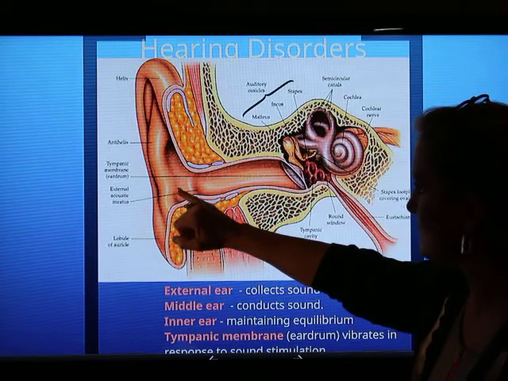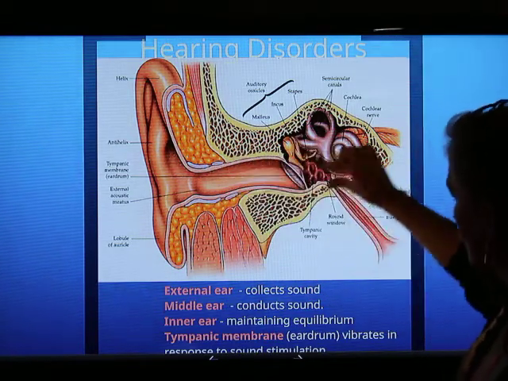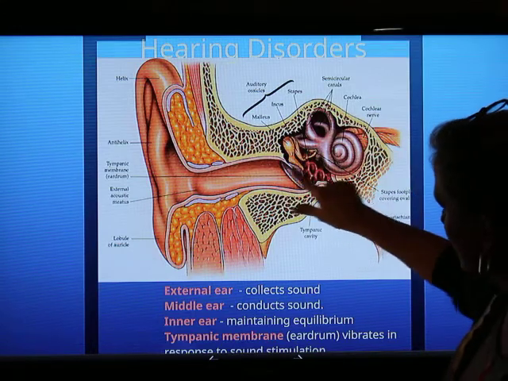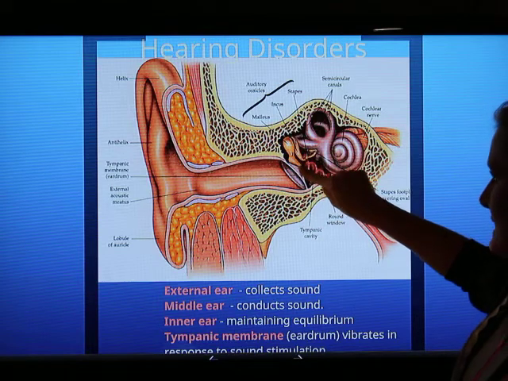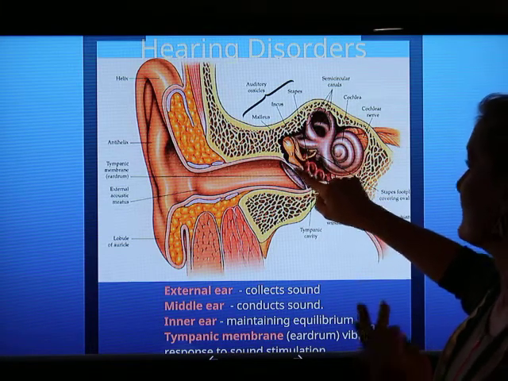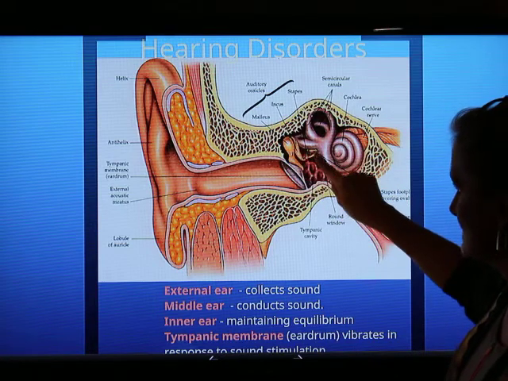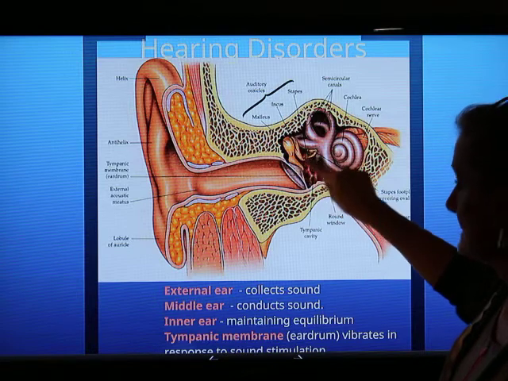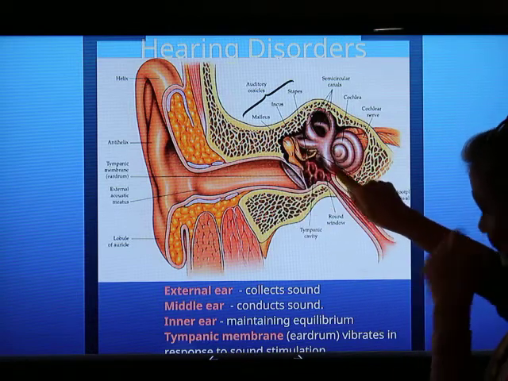So you've got your eustachian tube here. It actually runs all the way down here. This is your tympanic membrane. Now, if you'll remember from anatomy, you've got three bones in the ear, these three little moving parts. You've got your malleus, your incus, and your stapes. And these all have to be moving. When they're not moving, you're going to have some hearing problems.